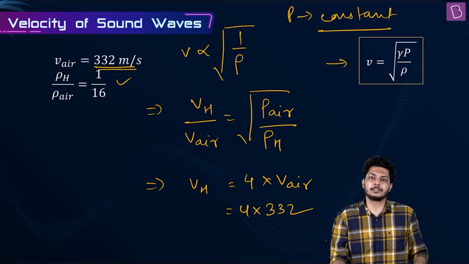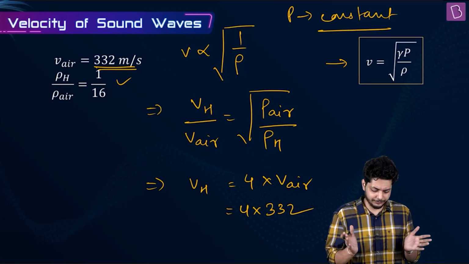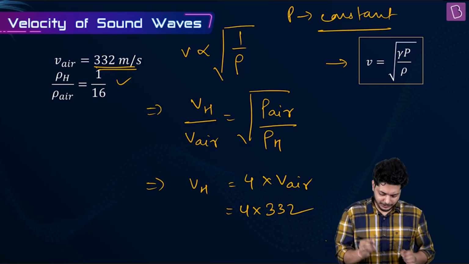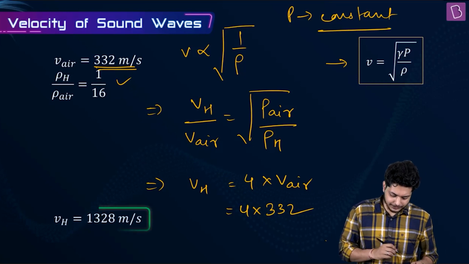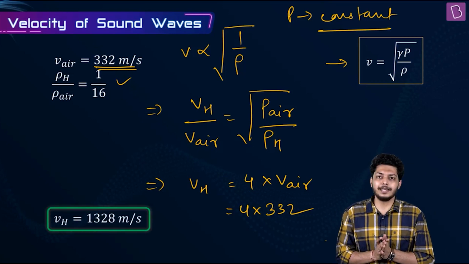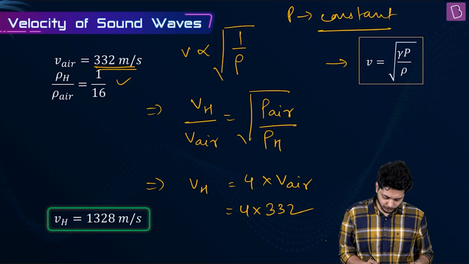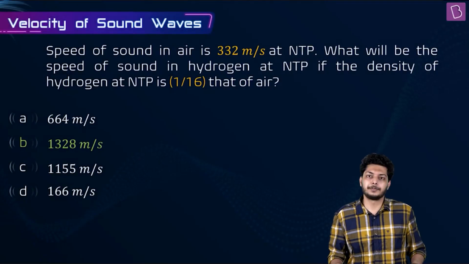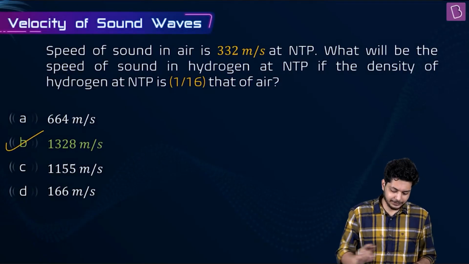Right? Look at it once more from where we started and now where we are. I think you must have solved this problem. This is not a very difficult problem, right? Okay, so let's quickly write the answer. What is the answer? The answer is 1328 meters per second, and that is why option B is the correct answer for this question.